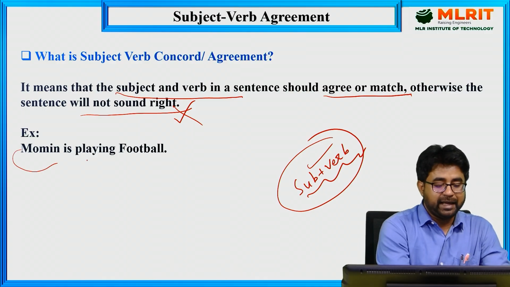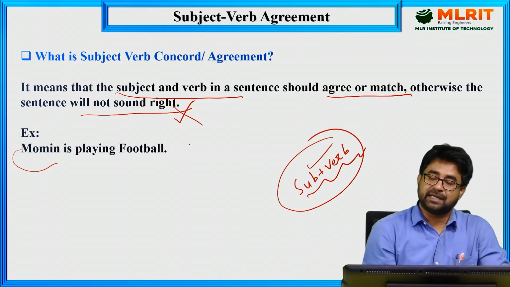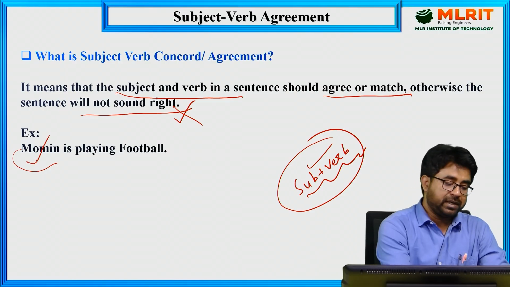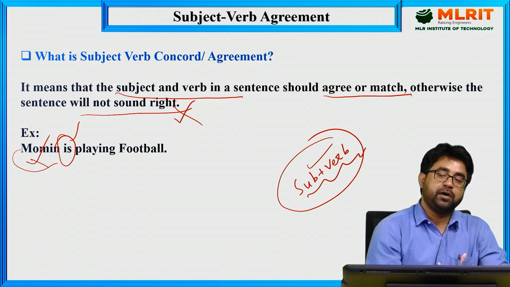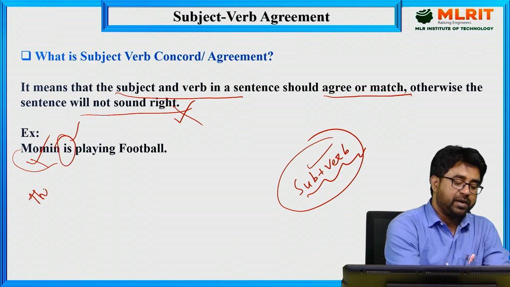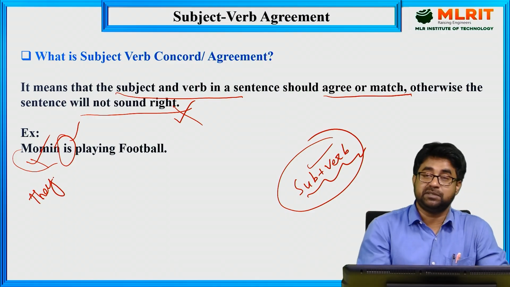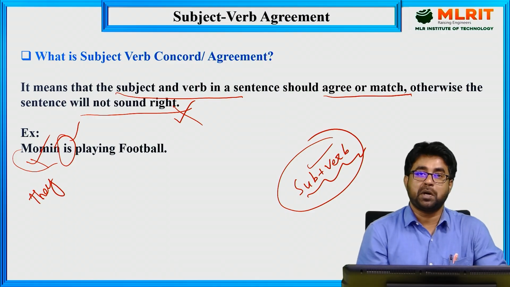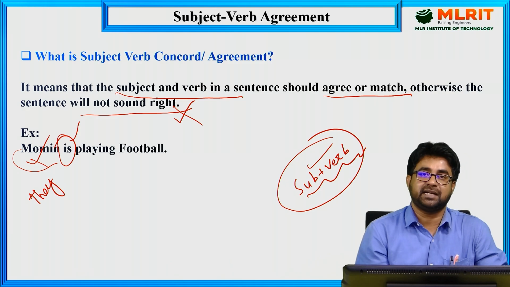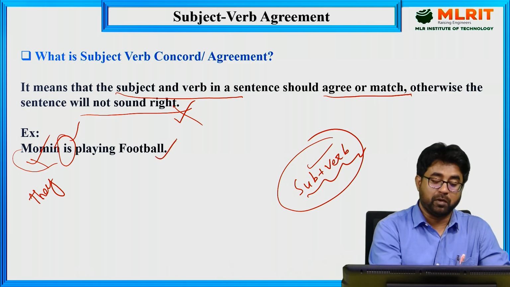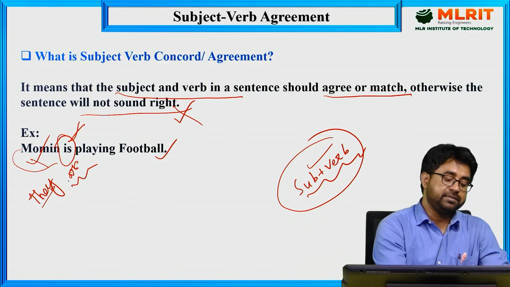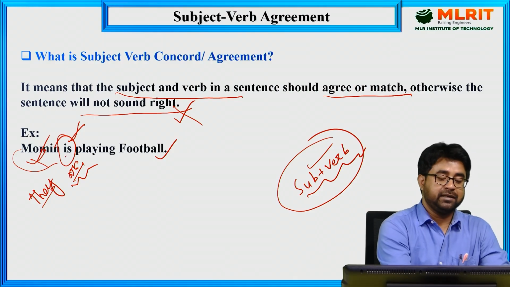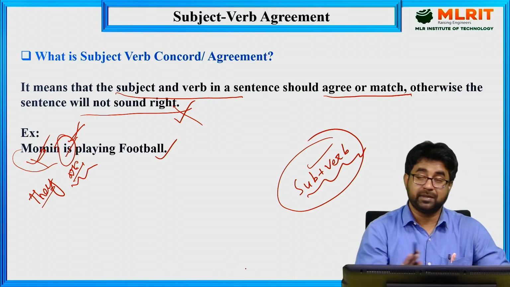A simple example here: Momin is playing football. What is the subject in this sentence? Momin is the subject. It is a singular subject, so I am using is. Now, instead of Momin, if I say they, can I say "they is playing football"? No, grammatically it's wrong. Also, sound-wise, it's not a correct sentence. What do I have to say? They are. I cannot use is here; I have to use are. Plural subject, plural verb. Singular subject, singular verb. So this is called agreement. I hope the concept is clear.